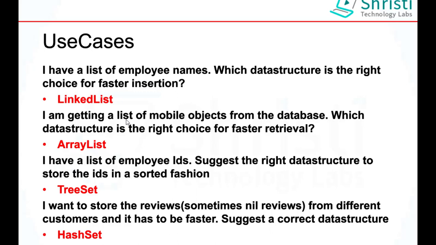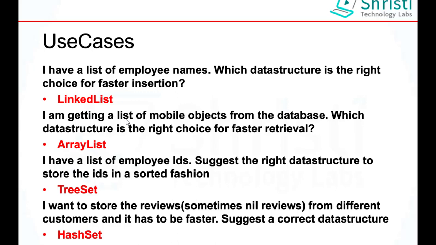Next, I am getting a list of mobile objects from the database. Which data structure is the right choice for faster retrieval? We have already learned that for faster retrieval, ArrayList is always a better choice because you can retrieve the elements based on index. Next question.